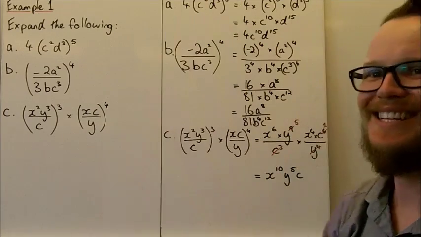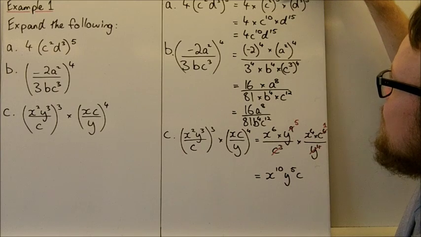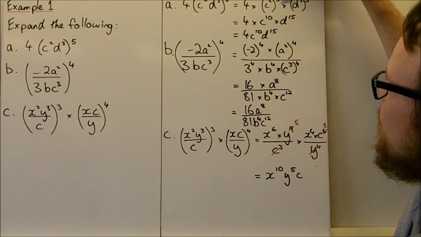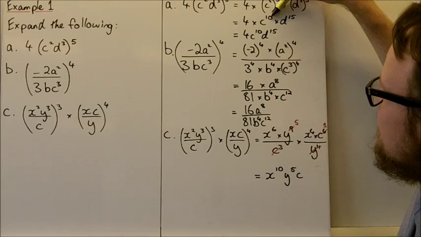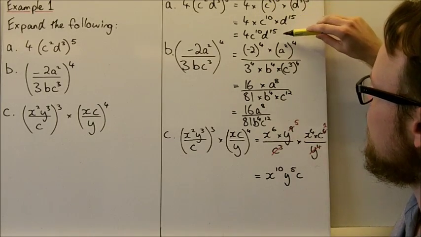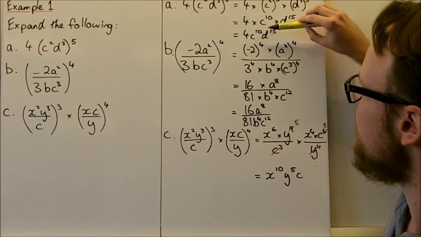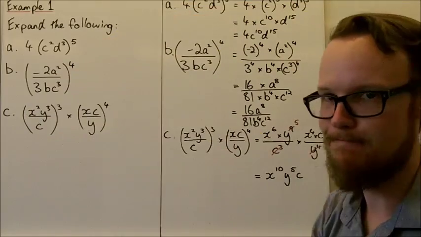Now we can use index law 3, which says that if I've got a power raised to a power again, these two multiply. So here I've got 2 times 5 is 10, and 3 times 5 is 15. So all of this simplified gives us 4, the 4 out front, which didn't have any operations on it, c to the power of 10, d to the power of 15.